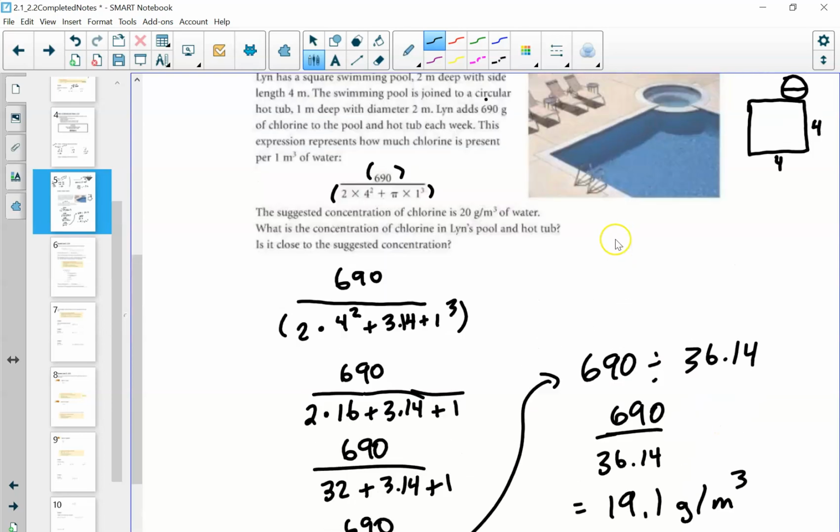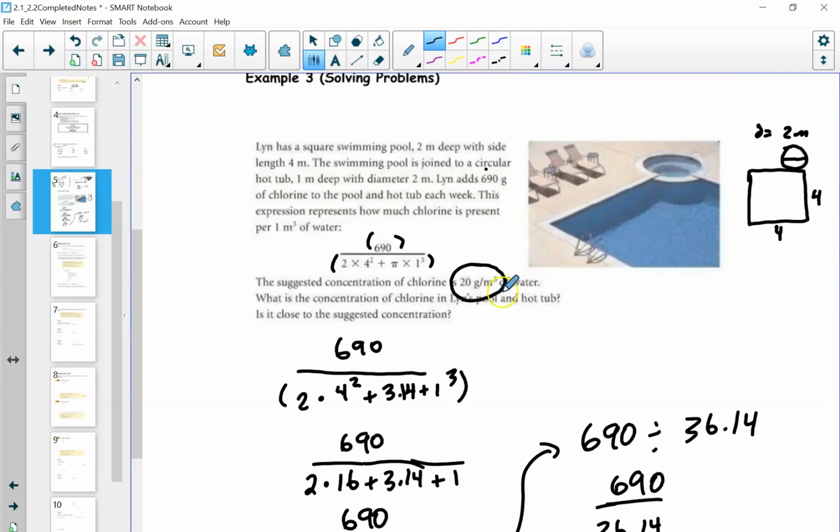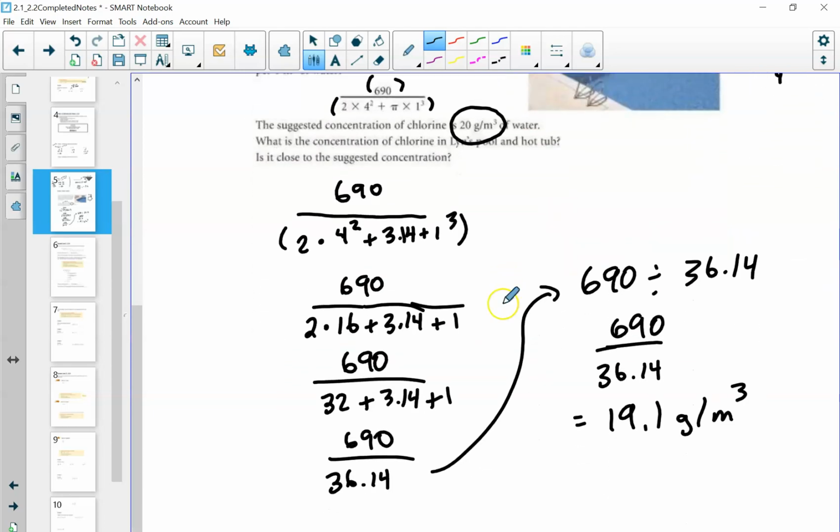Now, let's look at what the recommended dose of chlorine is. It is 20 grams per meter cubed of water. So Lynn's is 19.1, very close. It says, is it close? Yes, it's close. We could say it's a tiny bit low, but in reality, 19.1 out of 20, pretty darn close. So that answers the question. Don't forget to put that final sentence down there. That's worth usually a half mark on quizzes and exams. So you've already got the answer. You might as well just write the sentence.